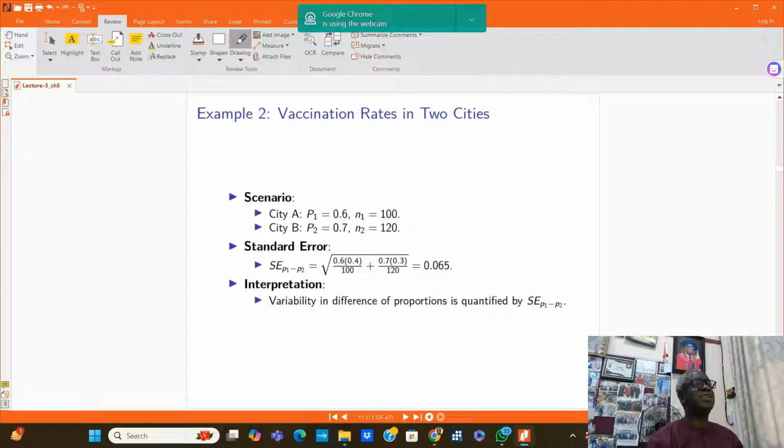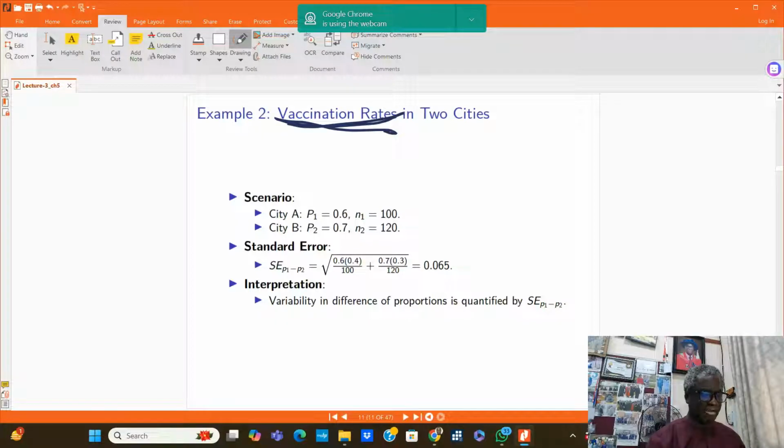okay, this is not even about exercise, sorry, it's about vaccination rate, maybe COVID vaccination. Sorry for that mix up. So in city A, you have 60% vaccinated, and in city B you have 70% vaccinated. So the standard error there is equal to 0.065.